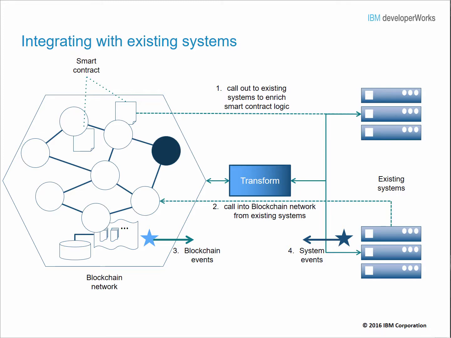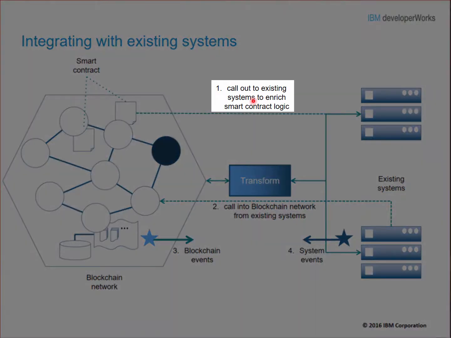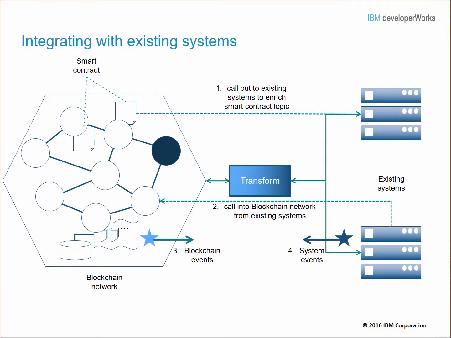The first way they can interact is to have the blockchain network call out to existing systems. And this would be part of the smart contract logic. One of the most important things to remember about this is because of our consensus mechanism, each time a contract is invoked, that code can be executed multiple times in the validation network. So whatever is done on the existing system side has to be repeatable.